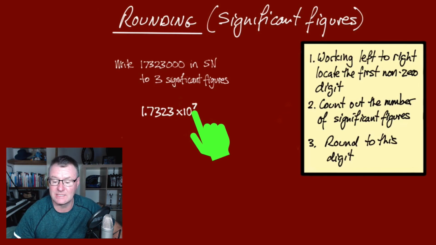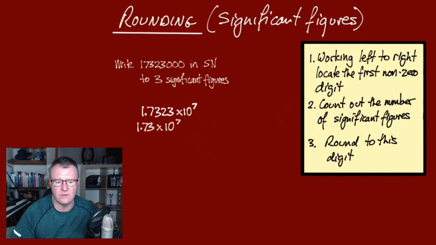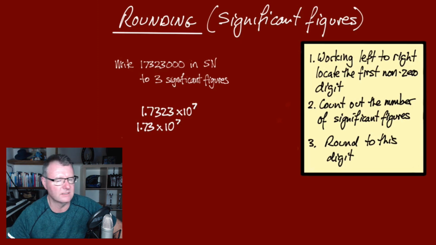But the last step is now to round that to 3 significant figures, and we follow the same process. Okay, I come in from the left. I count out the 3 places. I decide whether or not to round it up, and you'll see that my answer only has the 3 significant figures before the times 10 to the 7 bit. That is rounding to significant figures.